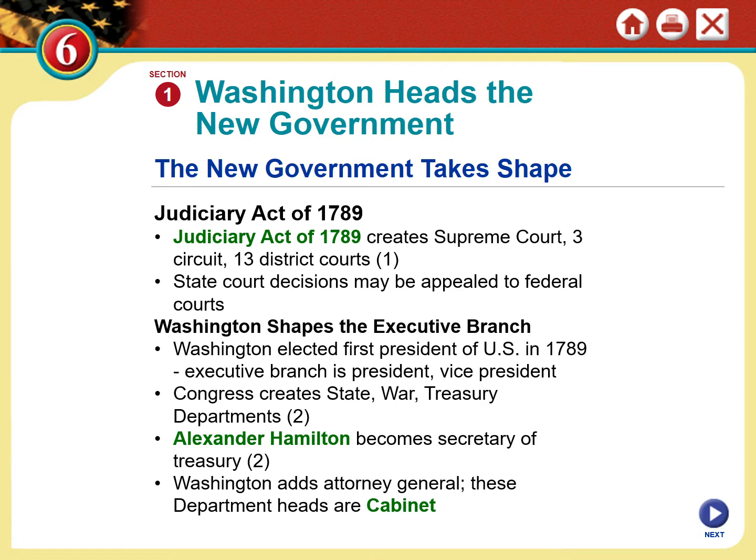Washington got to pick his first advisors, but Congress created the first cabinet positions: the office of state, the office of war, and treasury. Alexander Hamilton became the first Secretary of the Treasury. In fact, it was his financial plan for the government that is going to create the first Bank of the United States. George Washington also created an Attorney General, a chief law enforcement officer of the country, and these department heads are the very first cabinet, the very first formal advisors to the President of the United States.